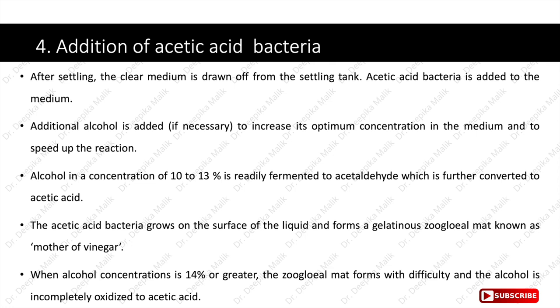When alcohol concentration is 14% or greater, the zooglial mat forms with difficulty and the alcohol is incompletely oxidized to acetic acid. So to sum up here, the alcohol concentration should not proceed beyond 13%, as 14% will not allow the formation of mat of the acetic acid bacteria on the surface, and this mat-like growth is also called mother of vinegar. After addition of the acetic acid bacteria, the next step is acidification.